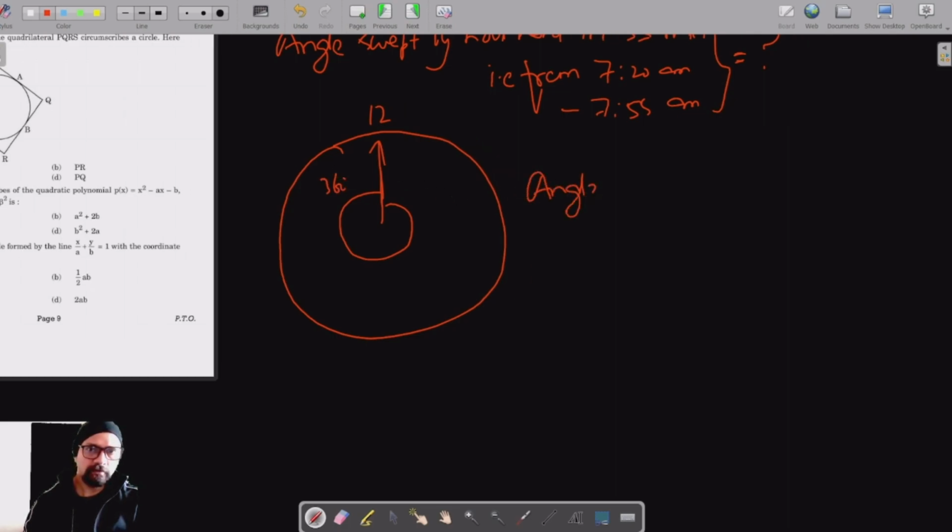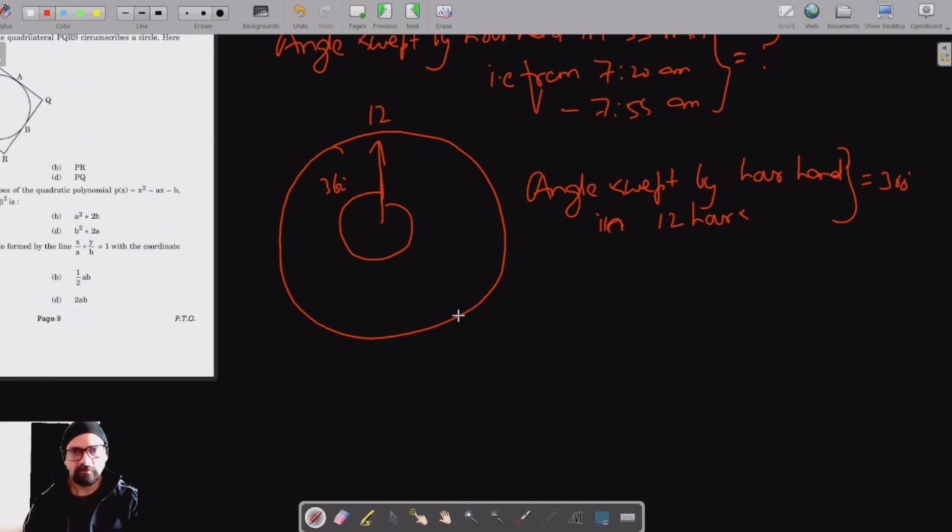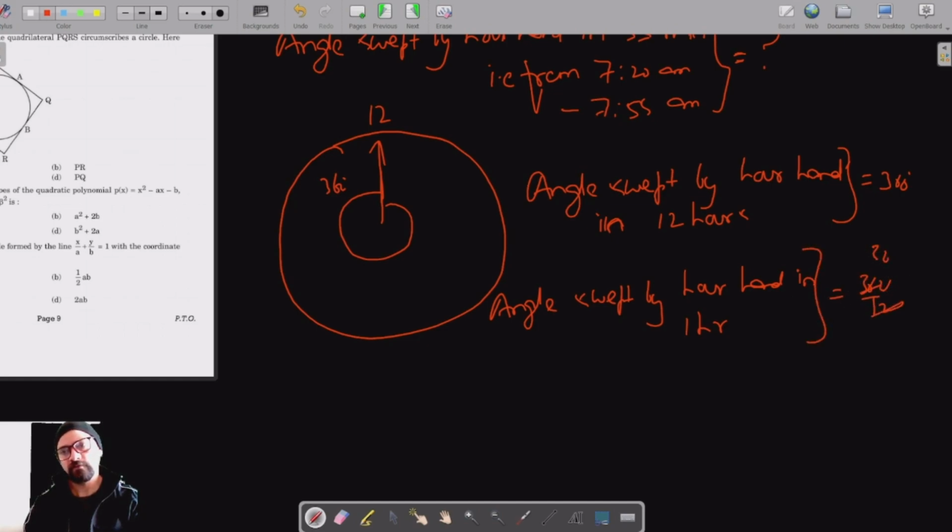So angle swept by hour hand in 12 hours is 360 degree. So similarly, the angle swept by hour hand in 1 hour would be 360 by 12, which is equal to 30 degree.